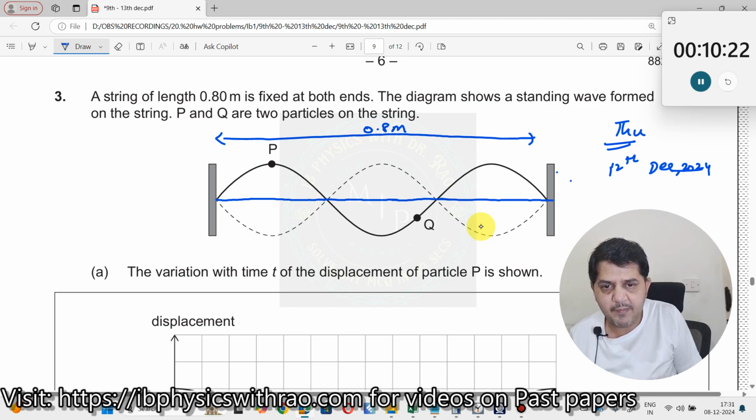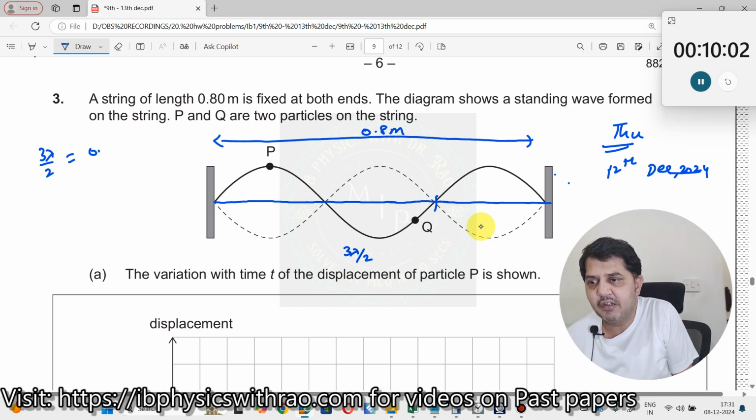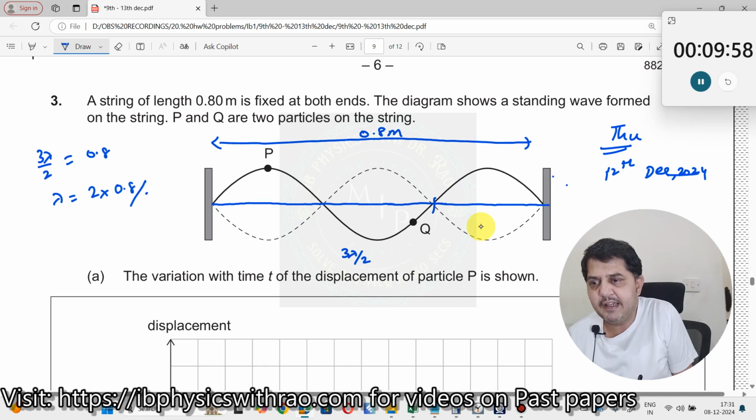Now when I draw a baseline, what is it that you conclude? See, this is one full wave here, this is one more half wave over here, which means what? The length of this segment from here to here would be lambda and this would be lambda by 2. So total length is 3 lambda by 2, right? So this is what I get. That's 3 lambda by 2, I can equate it to 0.8. So 3 lambda by 2 is equal to 0.8. Lambda should be equal to 2 into 0.8 divided by 3.